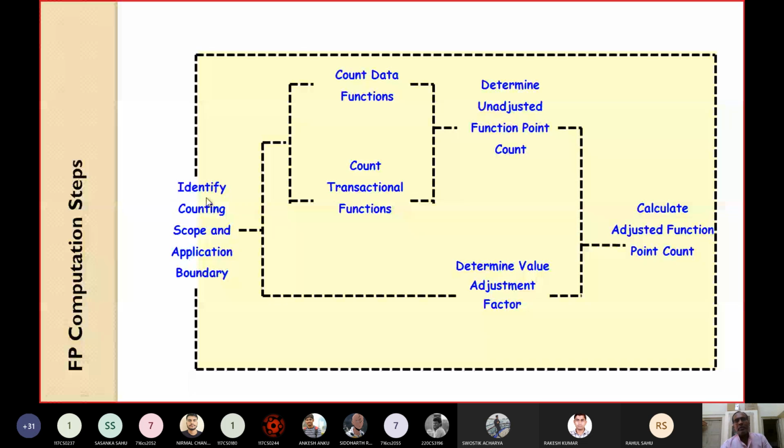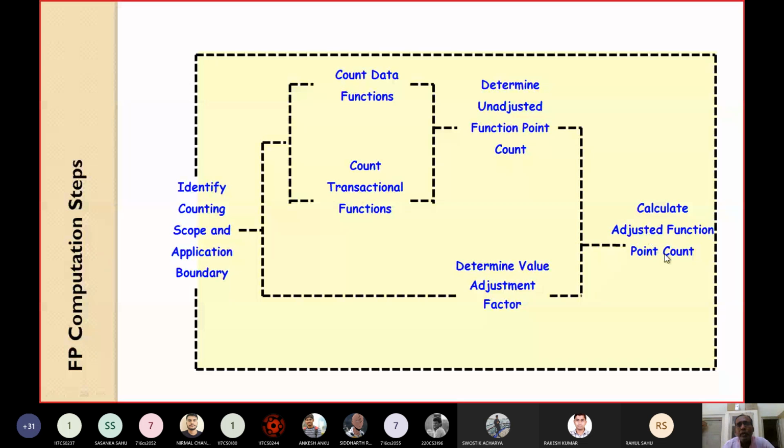Then you determine, because these are not normalized, these are unadjusted. We have to use another factor called VAF, which stands for value adjustment factor. There's a formula I will show you. Then you determine the value adjustment factor, and multiply those two things. The unadjusted point should be multiplied with the adjustment factor. This will give you the adjusted function point count.